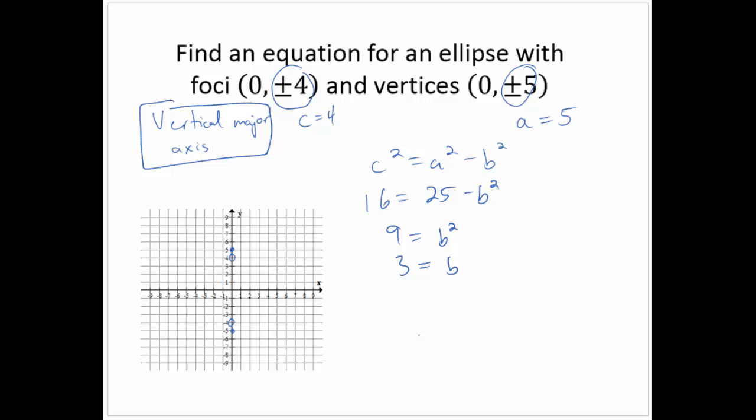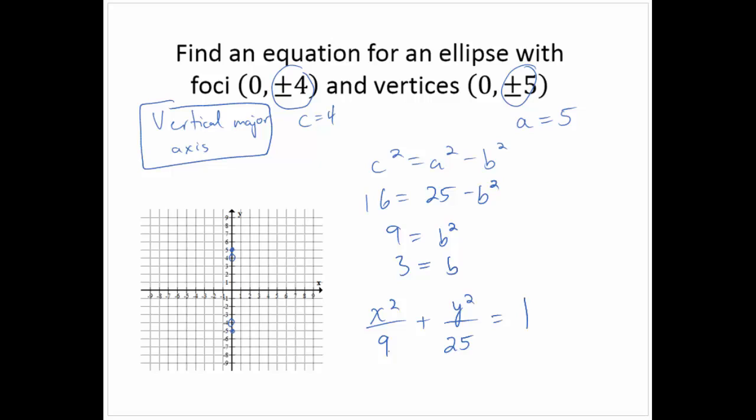So I know I've got an x squared over something, I've got a y squared over something equals 1. Alright, now I've just got to figure out what goes under the x squared and the y squared. So under the y squared, since it's a vertical major axis, we would need a 25. That's the a squared. Under the x squared, we would put the 9. That's the b squared. And so x squared over 9 plus y squared over 25 equals 1.